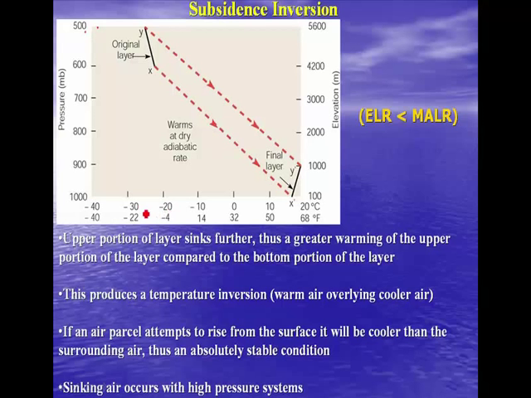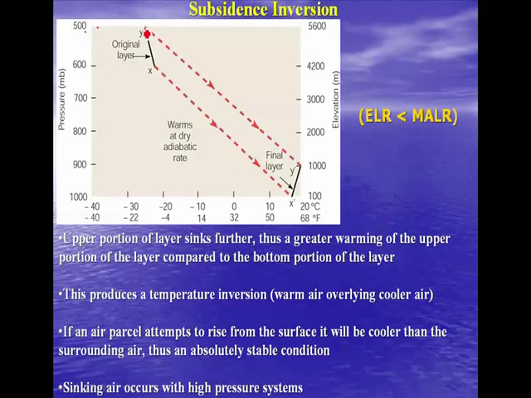For the x-axis, we have temperature in degrees Celsius along the top, and down here on the bottom is Fahrenheit. We'll use 10 degrees Celsius. Basically, we're starting with this original layer of air, and again, this is of the surrounding atmosphere. We're not talking about the air parcel at this point. We're just talking about a layer of the atmosphere from 600 millibars up to 500 millibars. Notice that the temperature is decreasing as we go from 600 to 500, so the temperature is decreasing with height.